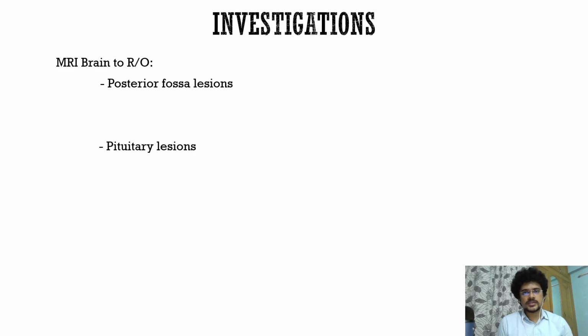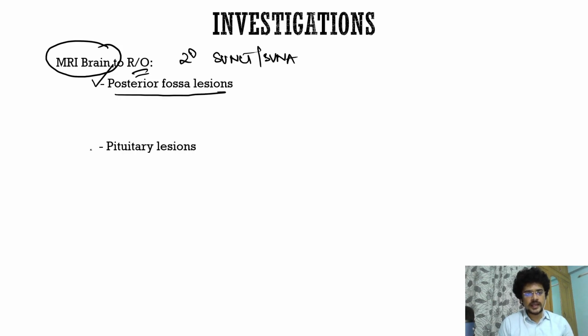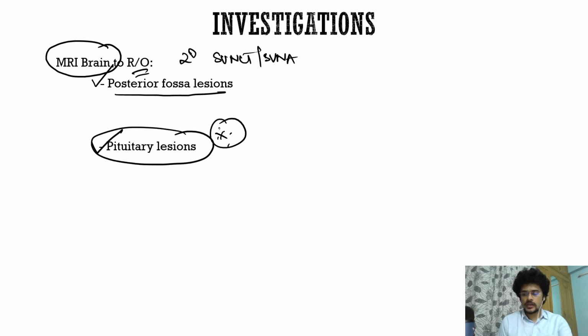So what investigation should you do? It's vital that you do neuroimaging in patients with SUNCT and SUNA because you have to rule out secondary causes of SUNCT and SUNA. The two important secondary causes are going to be posterior fossa lesions and pituitary lesions, especially pituitary lesions, don't forget.